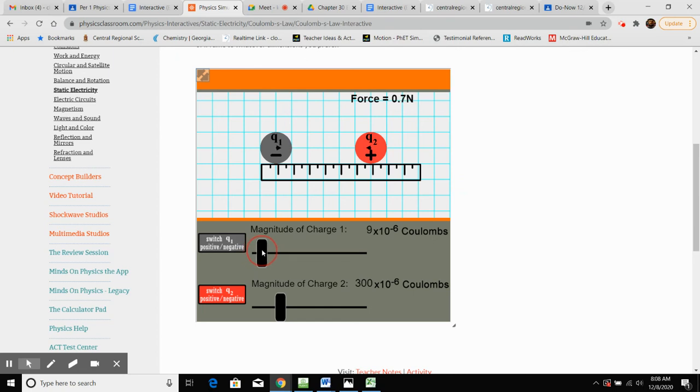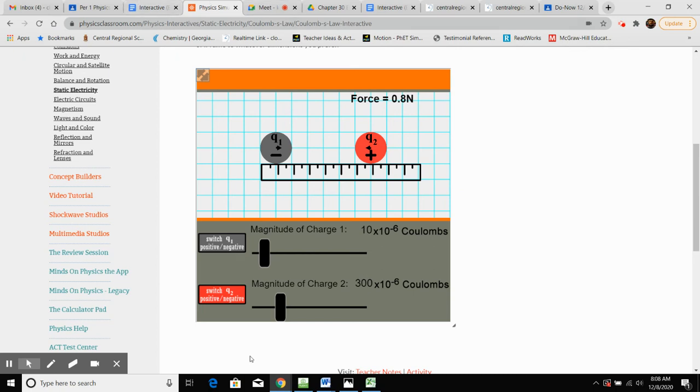That was 10, right? 10 times 10 to the negative 6. I'm leaving this as 300. What happened here? The force did what? It wound up doubling. So if I double the charge, I wound up doubling the force.